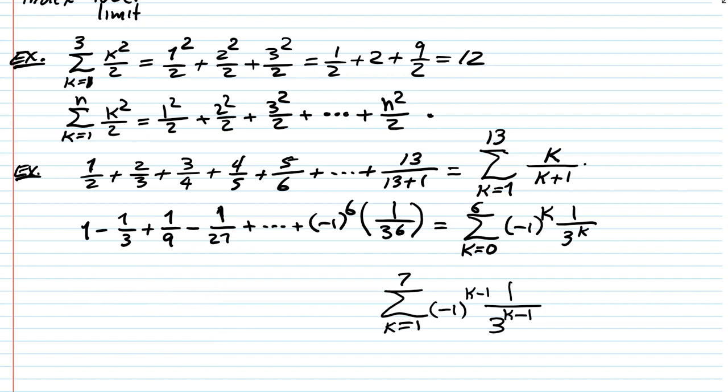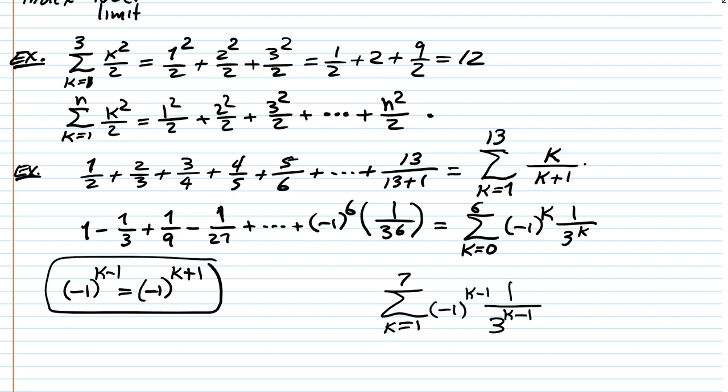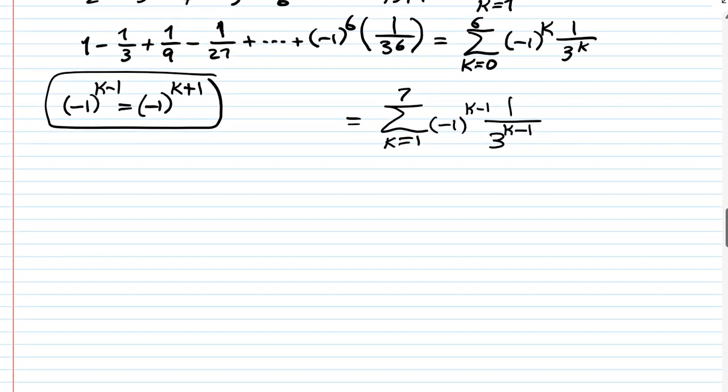You could have, by the way, negative 1 to k minus 1 would equal to negative 1 to k plus 1. So if you like to, you can go to negative 1 to k plus 1. And you can try this, you see that it works. Alrighty. And there you have that one.